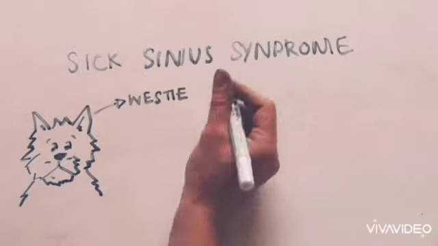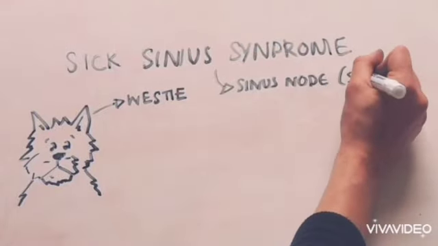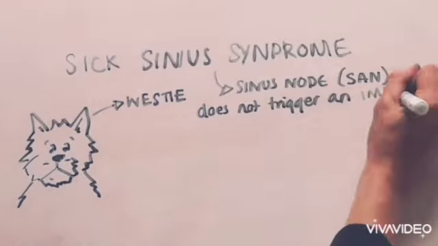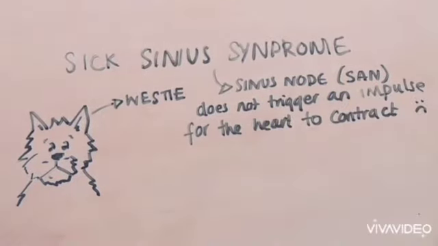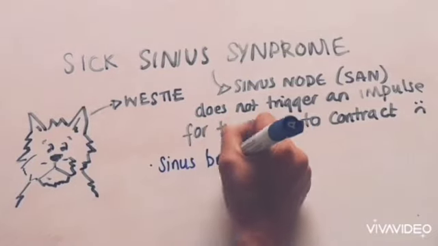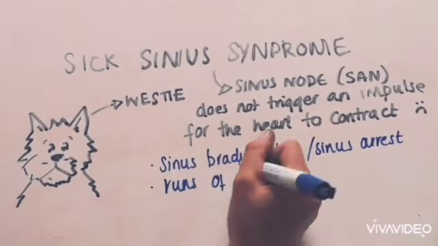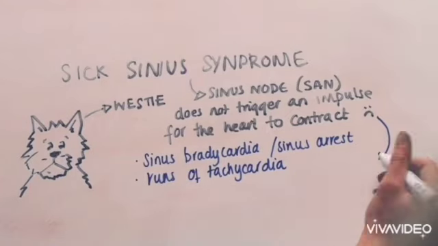So I'm just going to write that down here. Sinus node does not fire off an impulse for the heart to contract. This will cause sinus bradycardia, a sinus arrest. I didn't mean sinus bradycardia, sorry, and runs of tachycardia.